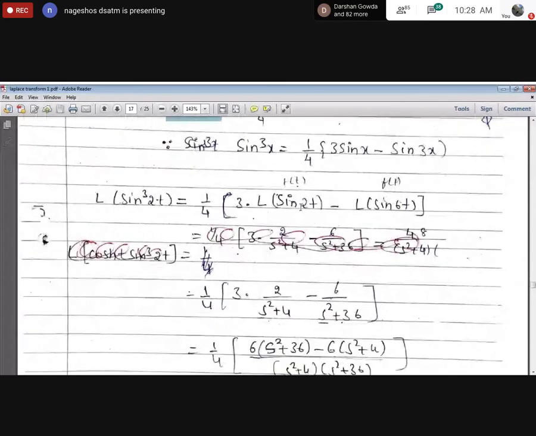For this, use that formula. What is the Laplace transform of sin at? a by s square plus a square. So for sin 2t this will be 2 by s square plus 2 square. Again, the Laplace transform of sin 6t will be 6 by s square plus 6 square.